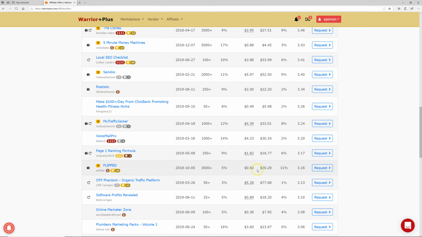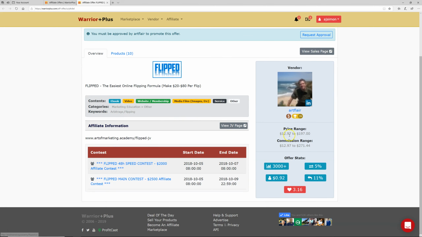It's got 3,000 sales, good conversion rate. It's almost $1, 20 average sale, and it's below 12%. That's what we wanted. So if we look at Flipped, and perfect, he's below $17. He's got a good commission range of up to a couple $100, so that's good.